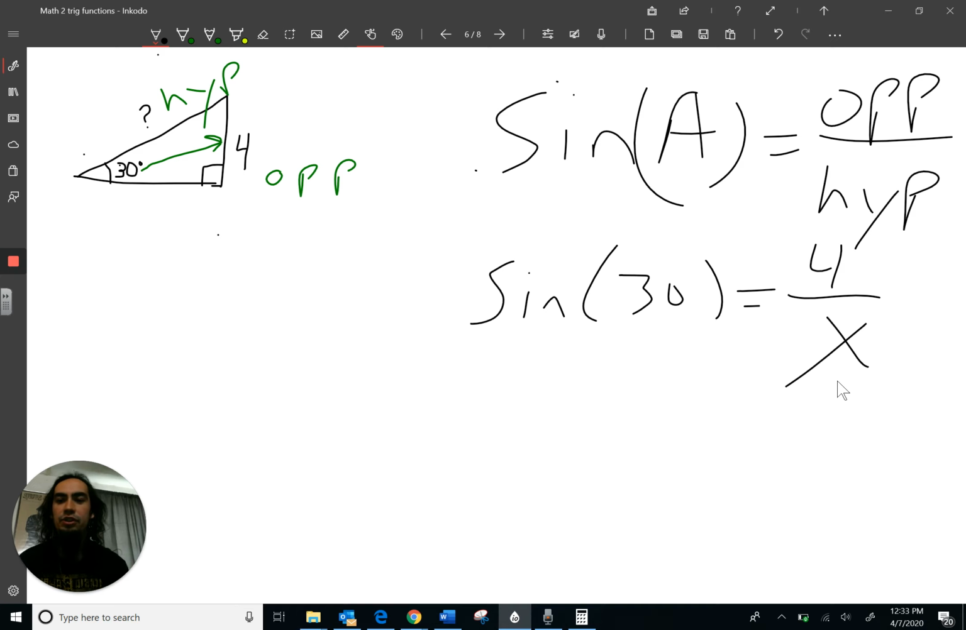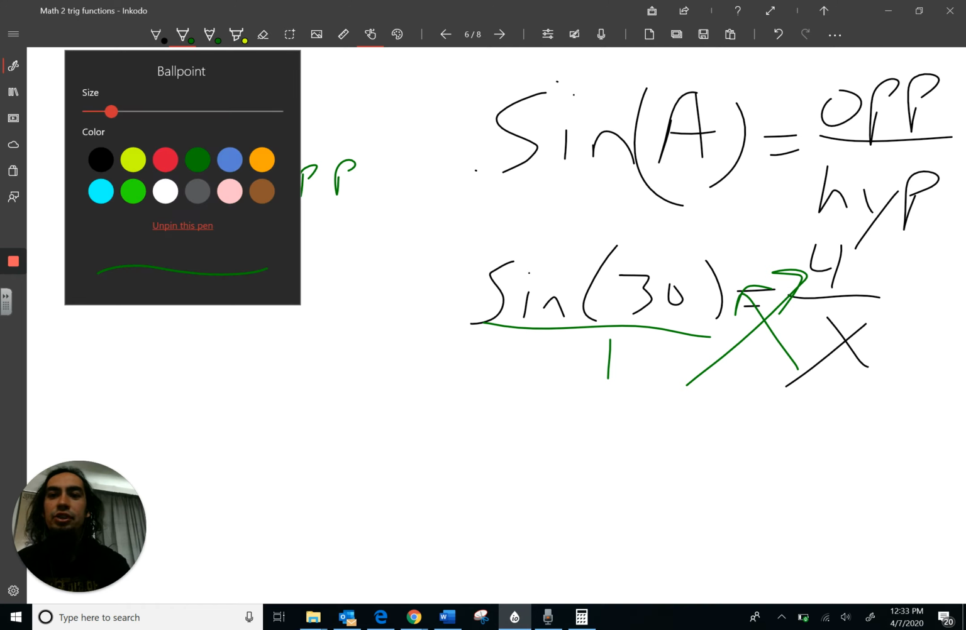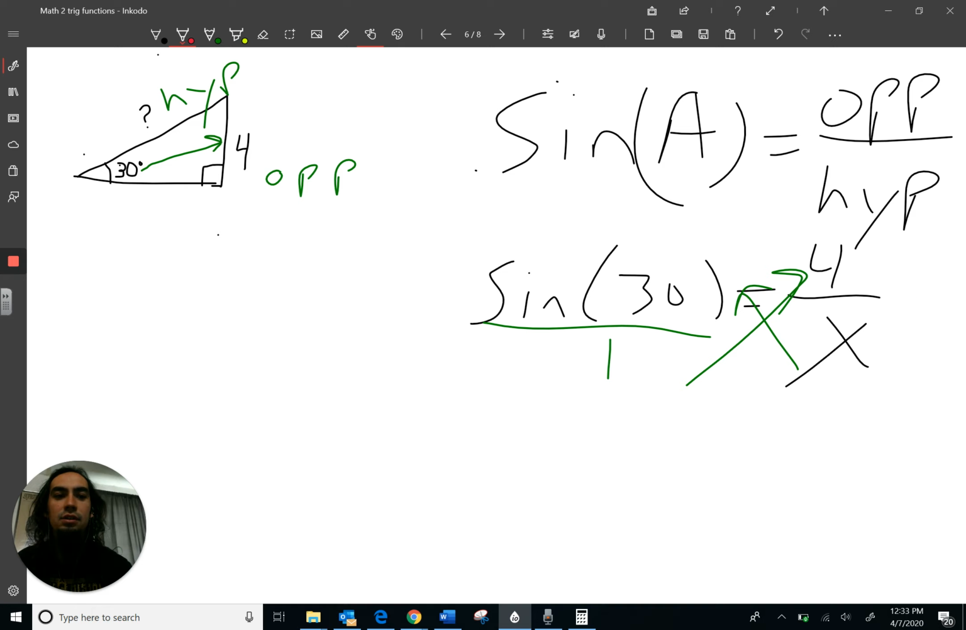And so now it's a matter of just working this out to figure out what x is. Okay, well, let's do that. First thing I'm going to do is multiply x to both sides. You can think of this as cross multiplying, like if you put a 1 over here and you're going to cross multiply. Or if you prefer, you can think of this as just multiplying x to both sides. Either way, you're going to get the same result. But in any case, what we're going to get is x sine 30.